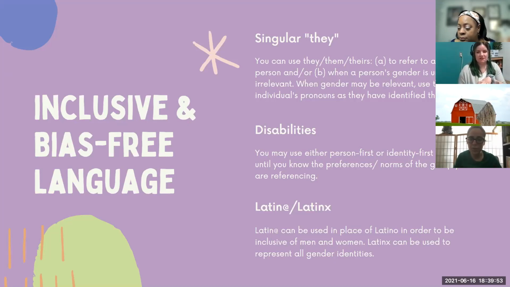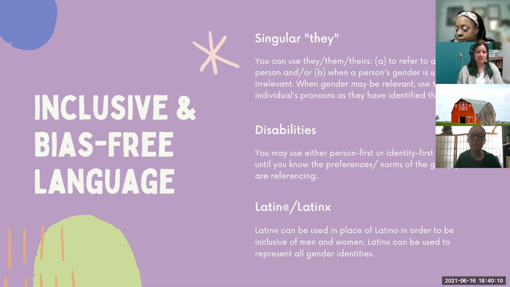One is the use of the singular they. I'm sure a lot of you have seen the debates going around about that. APA makes it really clear. Feel free to use the singular they as a pronoun to refer to a single person, or if a person's gender is unknown or irrelevant.